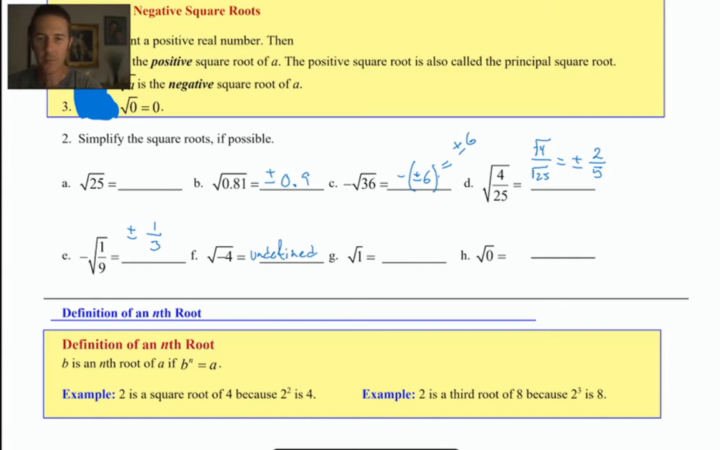Part G, this seems kind of silly to be taking the square root of 1. Isn't the answer just 1? But it's not. You still have to include that plus or minus symbol. The only time you don't need the plus or minus, other than when the answer is undefined, is when you're taking the square root of 0. And the square root of 0 is 0, because 0 squared is 0.